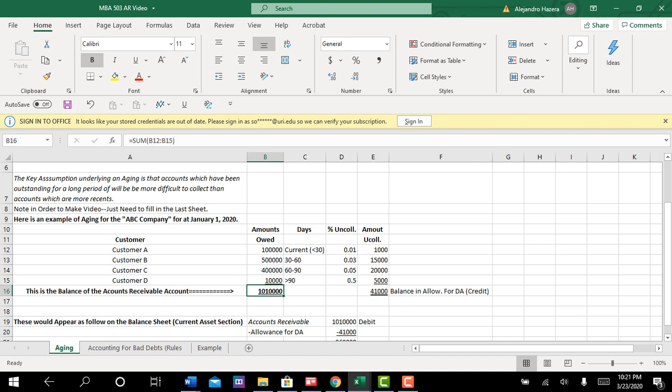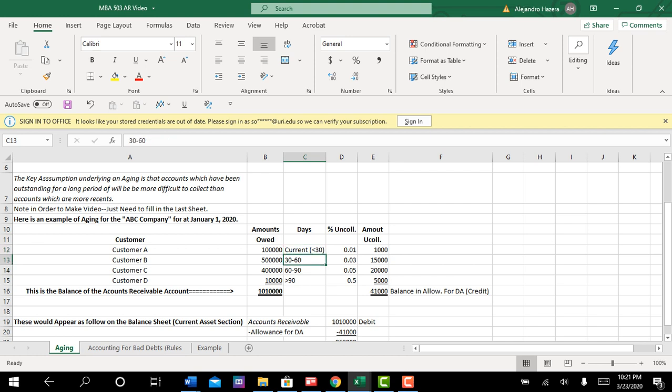Okay, now, those are the total amounts owed. Now we go to the number of days, let's say on average. These are the average days that these customers pay on. So customer A pays current. So on average, the customer pays their bills on time. They probably get a sales discount. We're not going to cover sales discount in this course. That would be too much detail at this point. But customer A pays in less than 30 days. So on average, they pay on time.